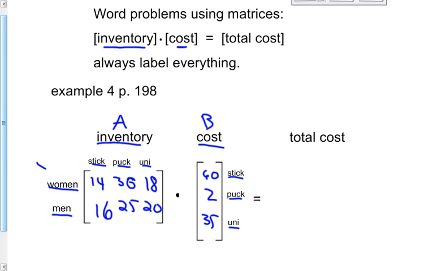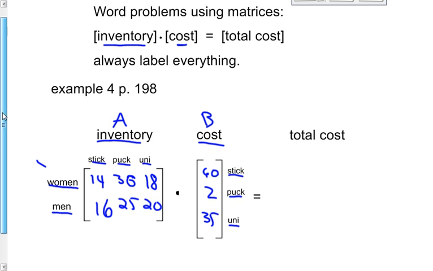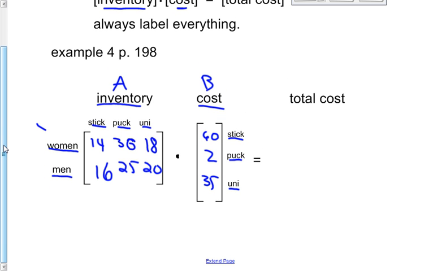So now I want to do my matrix multiplication. If we look at the size of these matrices, we'll see what size they are and that it is a definable multiplication. This inventory matrix is 2 rows, 3 columns, 2 by 3. The cost matrix is 3 rows, 1 column. The amount of columns from the first matches the rows from the second, so this is definable. My answer matrix should be a 2 by 1 matrix.